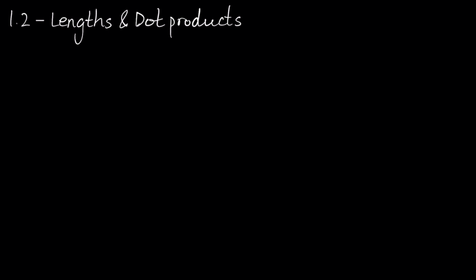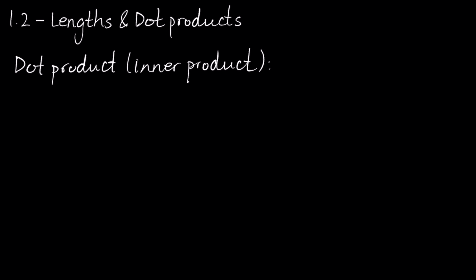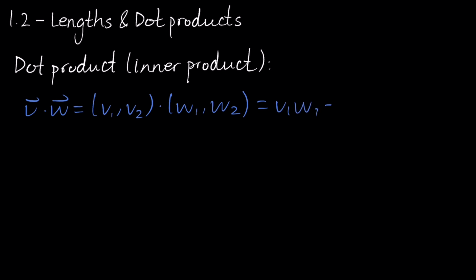In this video, we're going to talk about very simple and basic lengths and dot products in the context of linear algebra. First of all, let's define what a dot product is. The dot product, or inner product, for 2D vectors, so vectors with two components, is defined to be v dot w. Because v has two components, let's denote it as this. This is equal to v1 times w1 plus v2 times w2.